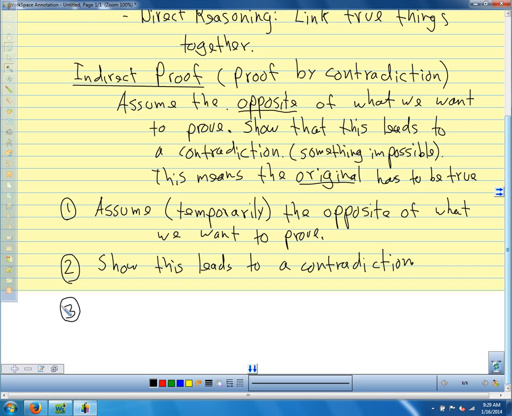That tells us that the thing that we're trying to prove has to be true. If the opposite leads to a contradiction, the thing that we're trying to prove has to be true. So I'm going to say our temporary assumption is wrong. So what we're trying to prove has to be true.